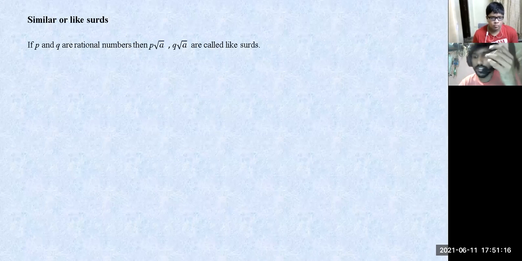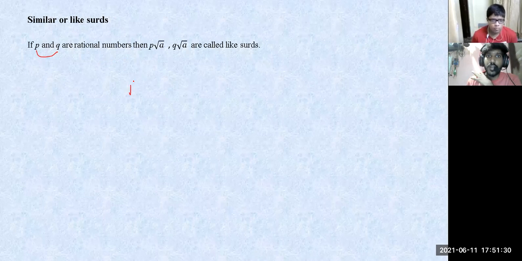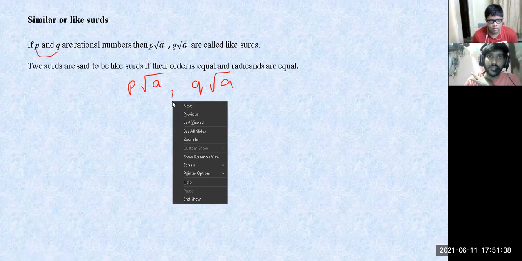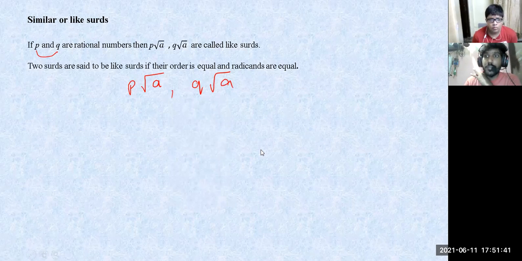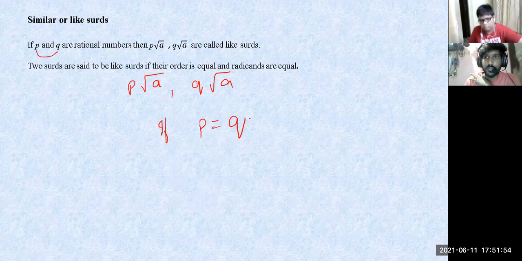Next is similar or like surds. Now, if P and Q are rational numbers, then P root A and Q root A are called like surds. Now, these two surds will be like if P is equal to Q. Okay, if P is equal to Q, then these surds are called like surds. Did you understand?